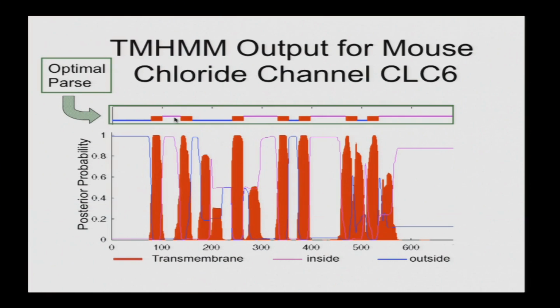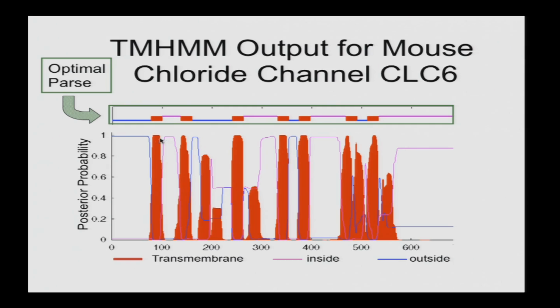And this is what it looks like for this particular protein. So you get something called the posterior probability, which is the sum of the probabilities of all the parses, and they've plotted it for the particular state that is in the Viterbi path, that is in the optimal parse. Actually, they've done it for all the different states here. So blue is the probability that you're outside. So it's very, very confident that the N-terminus of the protein is outside the cell.